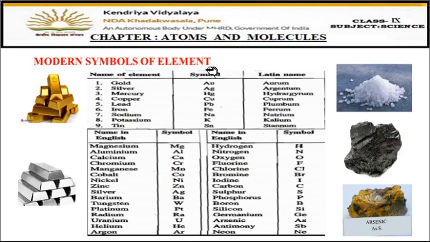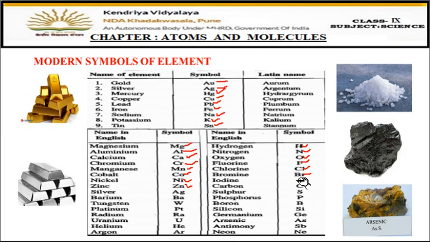Now, the next is modern symbols of the elements. Okay, so you can see here, the symbol for gold is Au, the symbol for silver is Ag. All these tables are given in your textbook also. Then for mercury it is Hg. Then for copper it is Cu. For lead it is Pb. For iron it is Fe. For sodium Na. Potassium K. Tin Sn. Okay, for magnesium it's Mg. Aluminium Al. Calcium Ca. Chromium it's Cr, manganese Mn, cobalt Co, nickel Ni, zinc Zn. Okay, and all these others: for hydrogen H, nitrogen N, oxygen O, fluorine F, chlorine Cl, bromine Br.